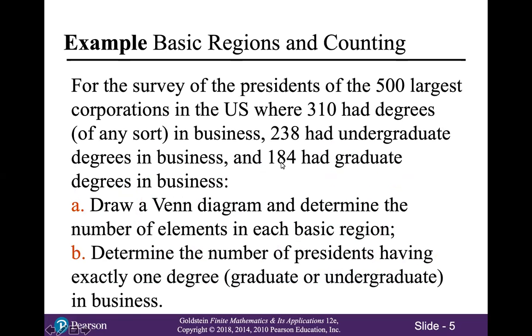All right, so let's look at the example that we looked at in the last section. For the survey of the presidents of the 500 largest corporations in the US, where 310 had degrees of any sort in business, 238 had undergraduate degrees in business, and 184 had graduate degrees in business. First, we'll draw a Venn diagram and determine the number of elements in each basic region. And then we will determine the number of presidents having exactly 1 degree, graduate or undergraduate, in business. And to do this, I'm going to switch over to the tablet.